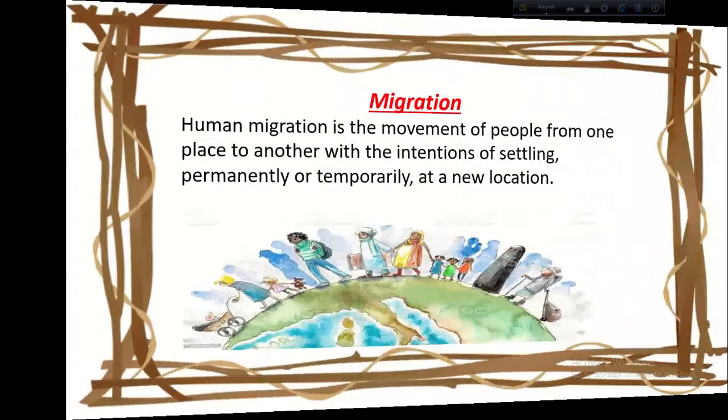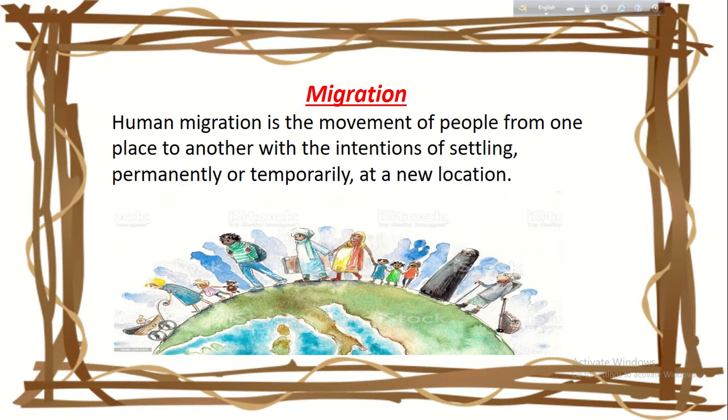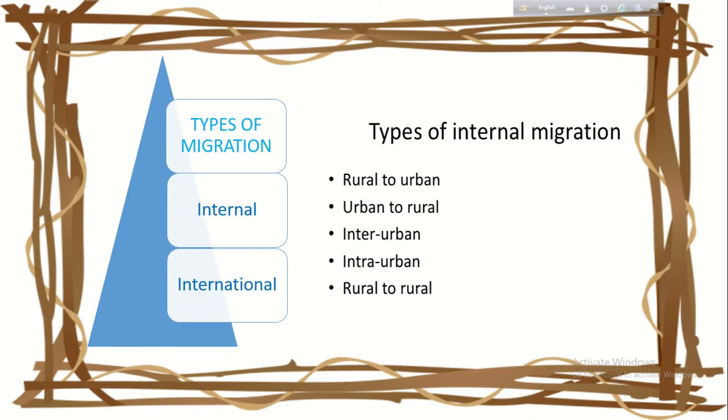Next we will know about the migration. What is migration? Human migration is the movement of people from one place to another with the intention of settling permanently or temporarily at a new location. In Bengali, migration is known as Boshoti Sthanantor. That means change of settlement. So when someone leaves their place to go to another place, it is called migration. And this migration may take place both in internal and international arenas.